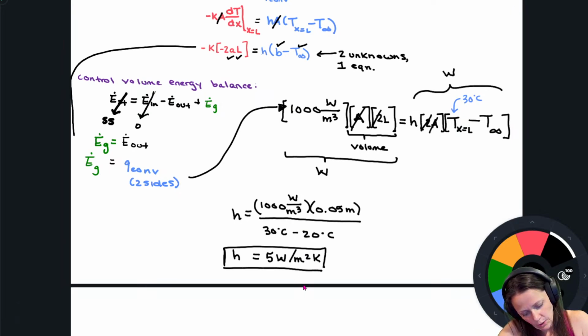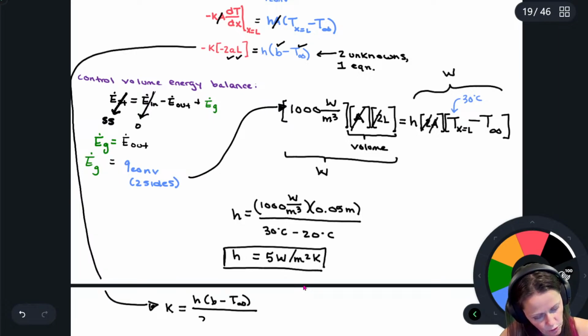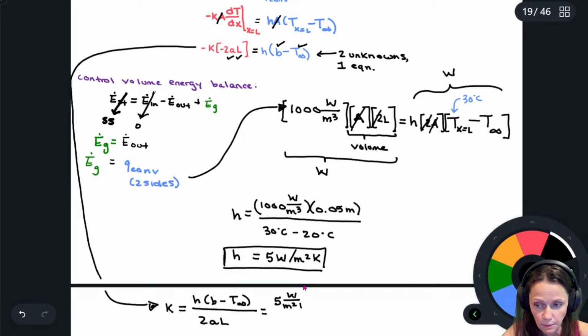And now we can go back to that equation that we had before. We can see that K is going to be H times B minus T infinity over 2AL. So let's plug in some numbers. I've got 5 watts per meter squared Kelvin times B.